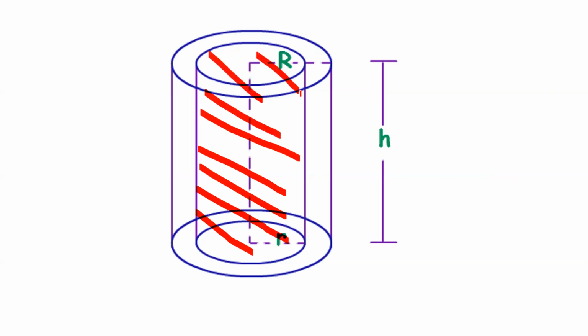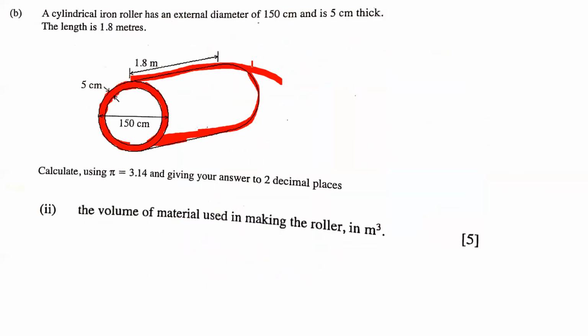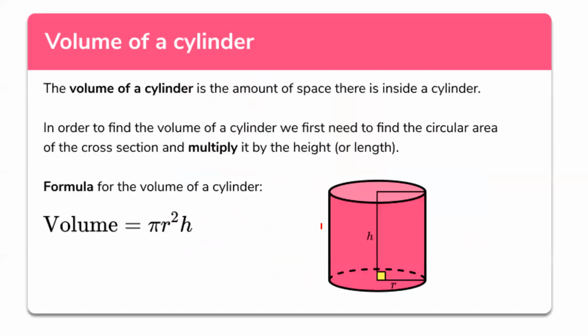If we could remove this volume, if we could take it away from the volume of the bigger cylinder, because there are 2 cylinders, a bigger one and a smaller one. If we could pull out the volume of this cylinder, then we'll be left with just the volume that we want, which is the volume of the material used in making the roller. Okay, so that's what we have to do.